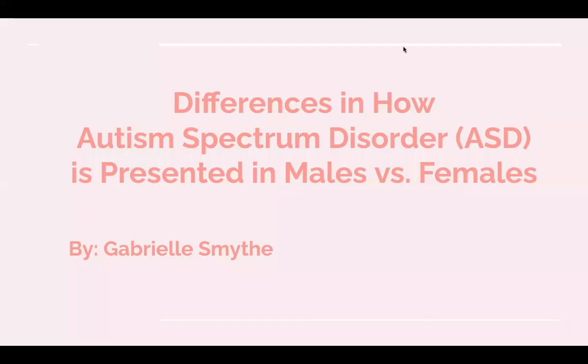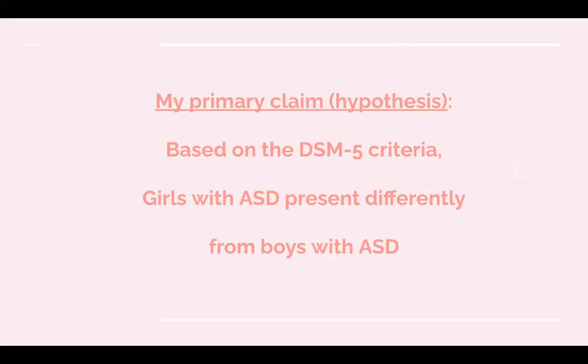Hello, everyone. So for my final paper, I will be doing a study on the gender differences in how autism spectrum disorder, otherwise known as ASD, is presented. The problem is that girls are often misdiagnosed because they do not fit the DSM-5 criteria for ASD. According to the peer-reviewed articles that I have read thus far, the primary reason is because girls with ASD present very differently from boys. So, my hypothesis, or my main claim, is that girls with ASD do in fact present different traits than boys with ASD.